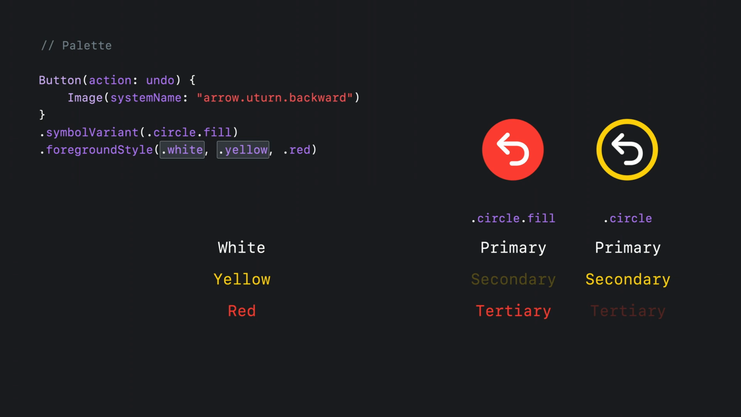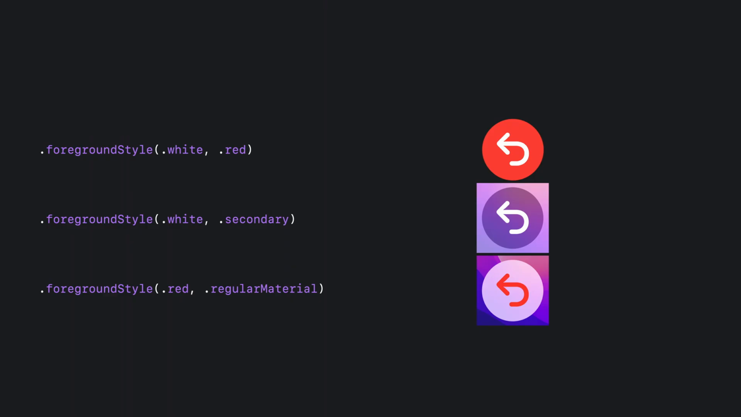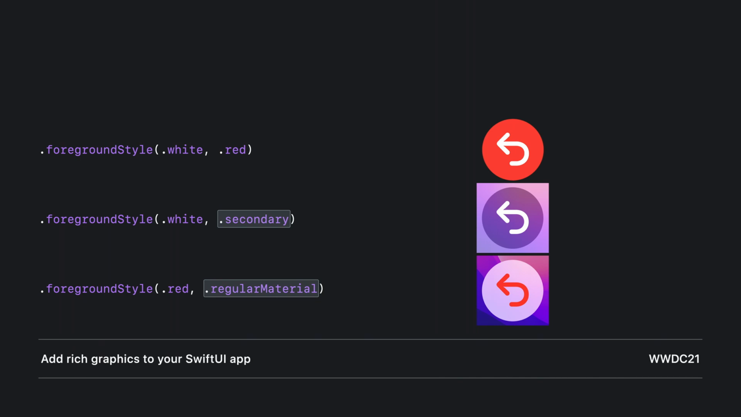Because most individual symbols only use 2 layers, like both of these, you can specify 2 styles instead of 3, and the last style is used for everything from secondary onwards. In many cases, this is all you need. We've been using colors so far, but this is a foreground style modifier, and it works with any shape style. We can use a secondary style to get a vibrant effect in front of blurs, or even use a material to blur the background behind a symbol. If you want to learn more about foreground styles and materials, check out Add Rich Graphics to your SwiftUI app.